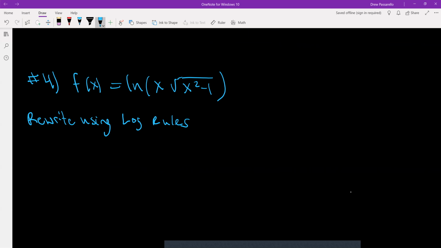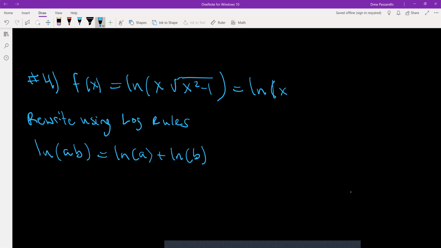So one of the rules I'm going to use is that when you have natural log of a times b, that splits up to be the natural log of a plus the natural log of b. Now you could write the square root as raising to the 1/2. So I could write this as the natural log of x times the x squared minus 1 raised to the 1/2.